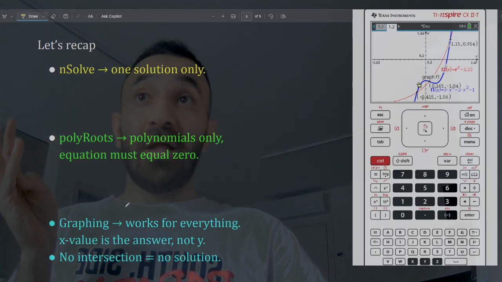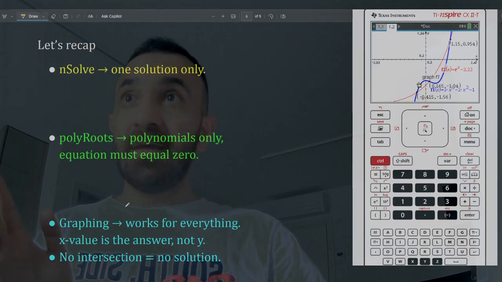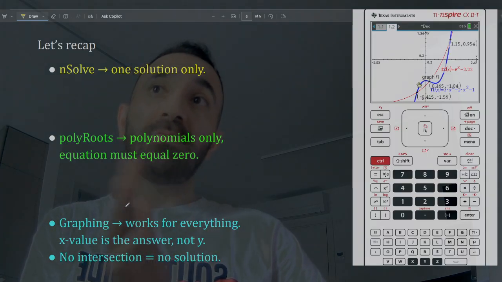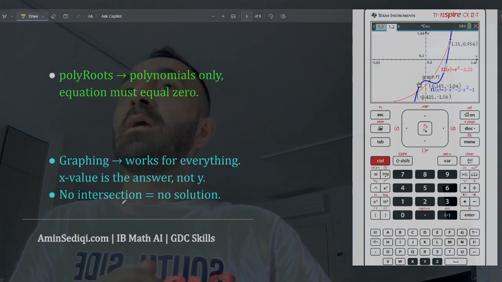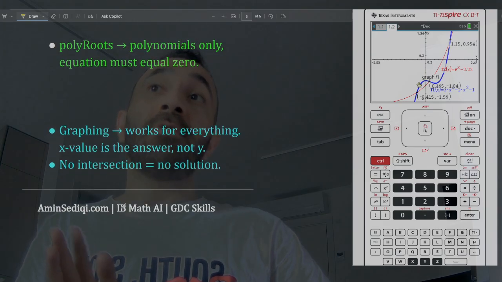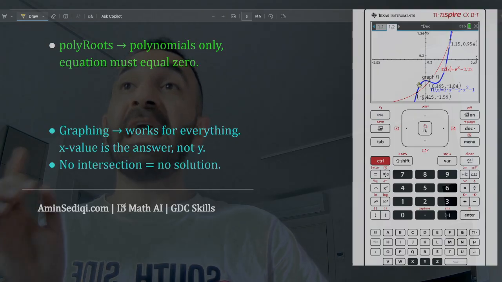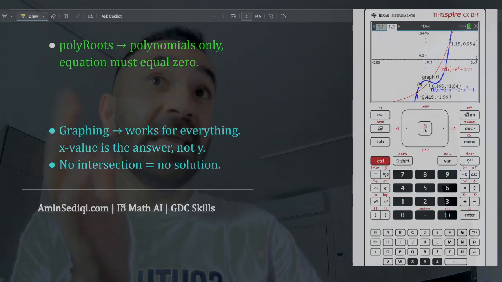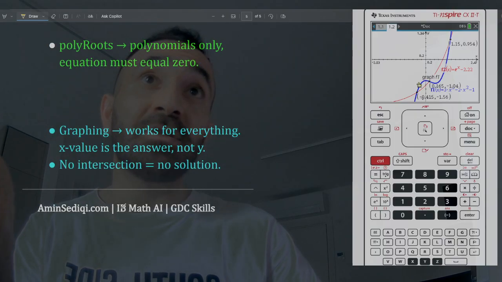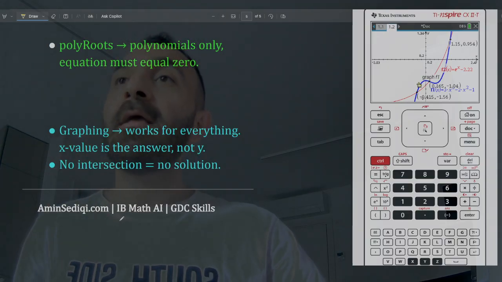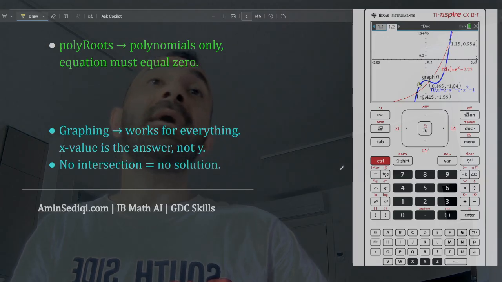Polyroots is very helpful for polynomials only. The equation must be equal to 0. And the graphing method works for everything. Take the x values of the intersection points, if there are any. Sometimes there is no intersection point, which means no solution.